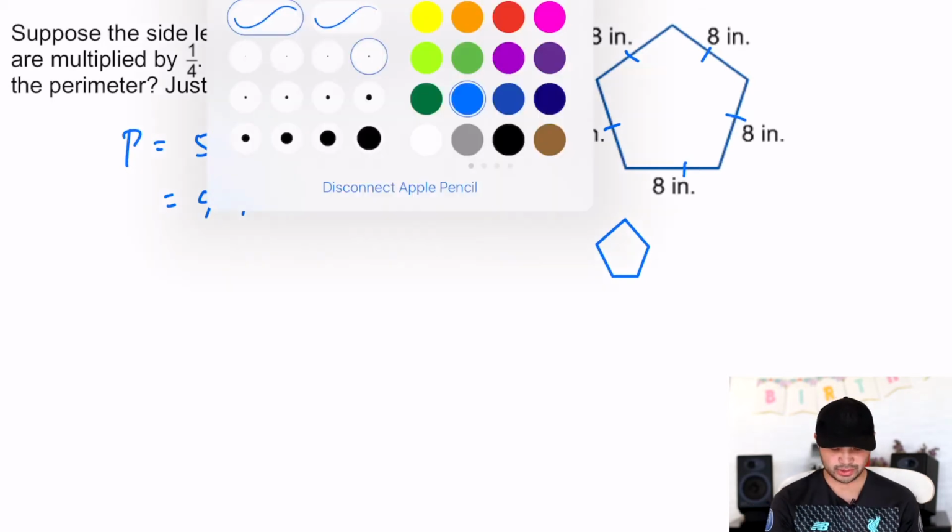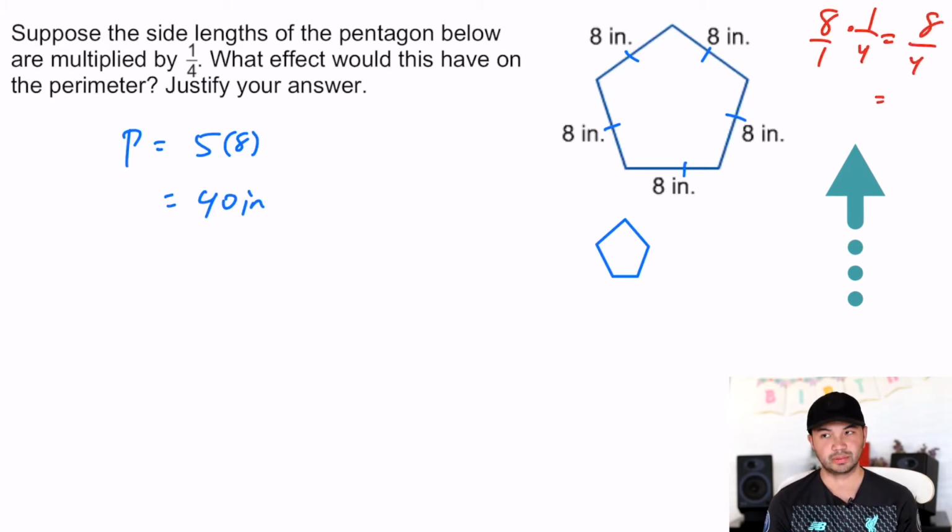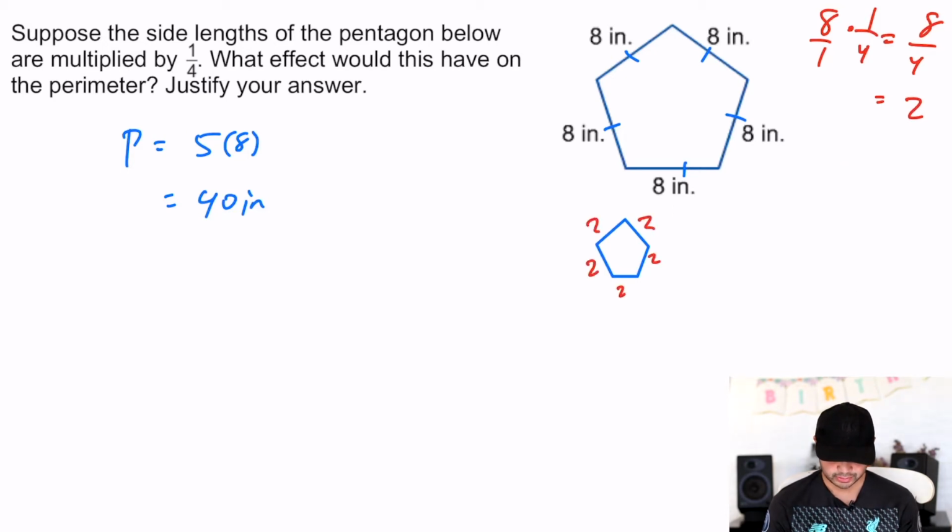Let's make sure we know what we're talking about here. 8 times 1/4. This is 8 over 1 times 1 over 4. That would equal 8 over 4, which reduces to 2. So this would be a pentagon with sides 2 by 2 by 2 by 2 by 2 inches. The perimeter of the new pentagon would be 5 times 2, which is 10 inches.